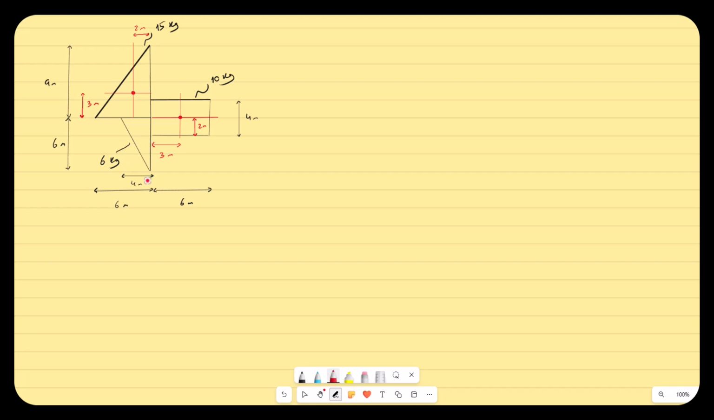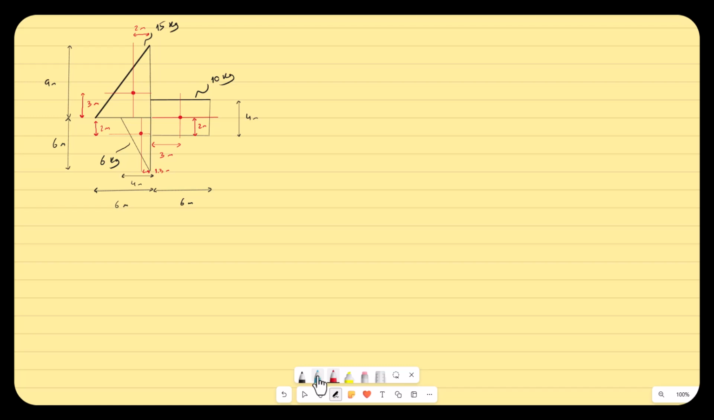And then the last one. I've got a height of 6. So with a height of 6, I know I'm going to have something here. So that this is a third of 6 is 2 meters. And then I've got a width of 4. So something like that, so that this distance is a third of 4, which is 1.3 meters. And there's my center of mass.